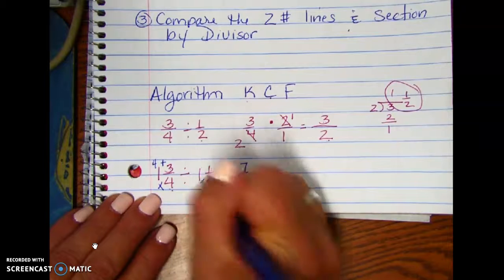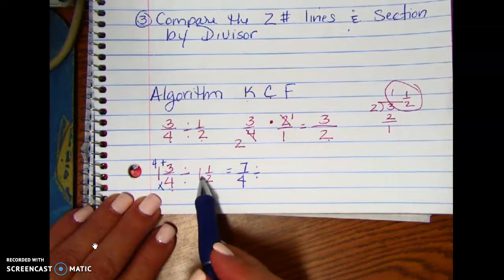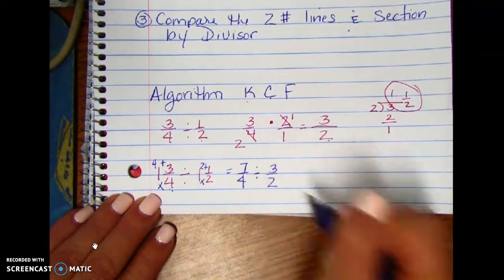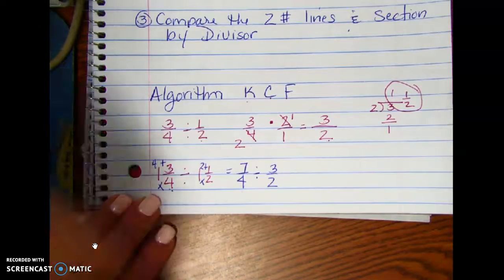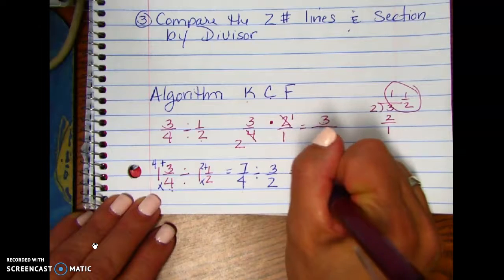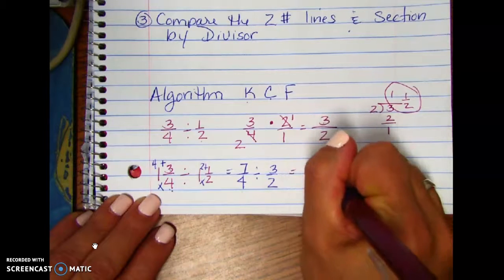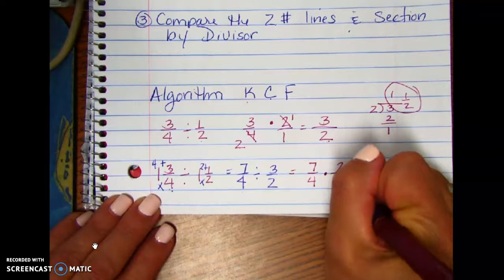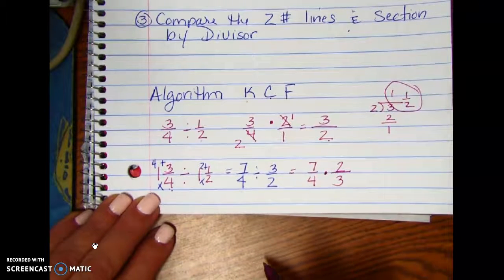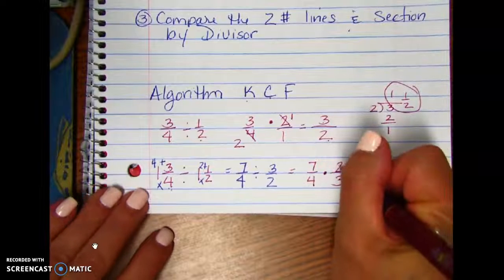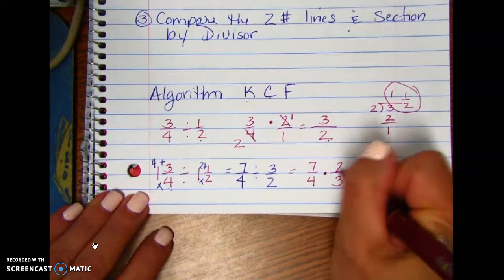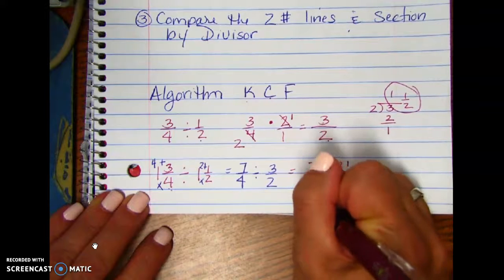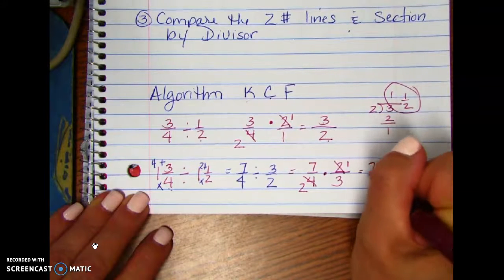2 times 1 is 2 plus 1 is 3/2. Now I can do my keep, change, flip. So I keep 7/4, I change to multiplication, and I flip 3/2 to 2/3. This again is a nice thing because I can see that I can factor out 2 in each of these. So if I took 2 out, 2 divided by 2 is 1, 4 divided by 2 is 2. What do I end up with?